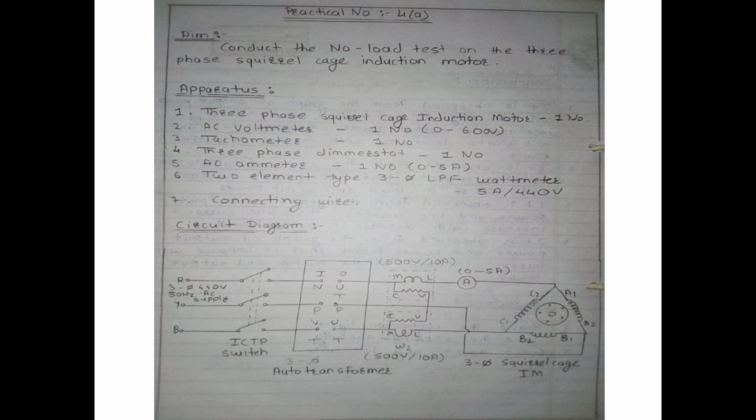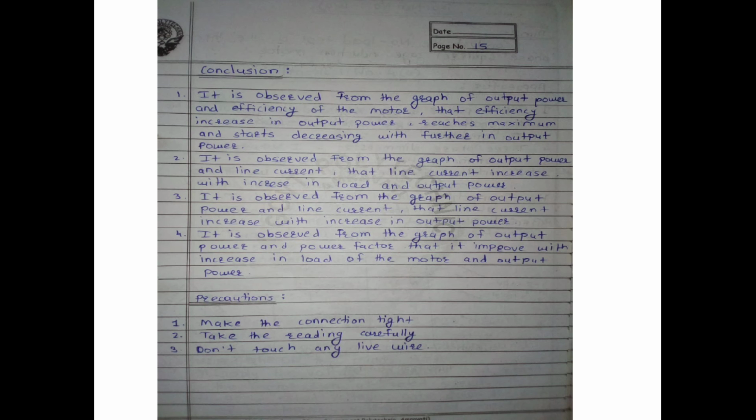This is practical number 4. First, the calculation of practical number 3. The input of the motor, that is W, is equal to W1 plus W2. Then the power of the generator is VL into IG, and then the output of the motor, then percentage of slip, percent efficiency, then power factor.